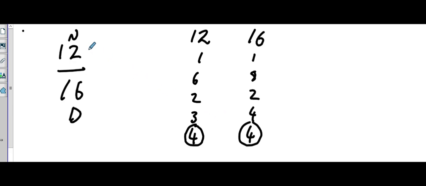Then I divided my numerator by 4, so 12 divided by 4 was 3, and 16 divided by 4 gave me 4. So when I simplified 12/16, I ended up with 3/4. Then in the next video I looked at adding equivalent fractions.